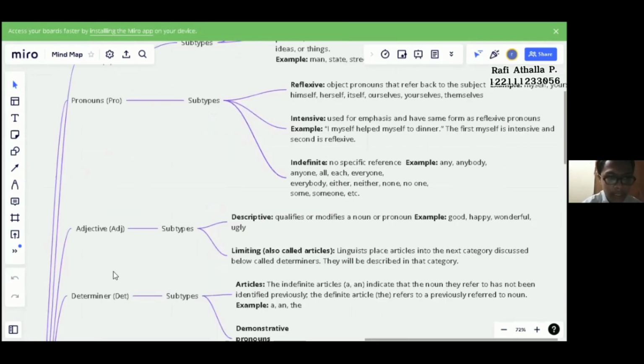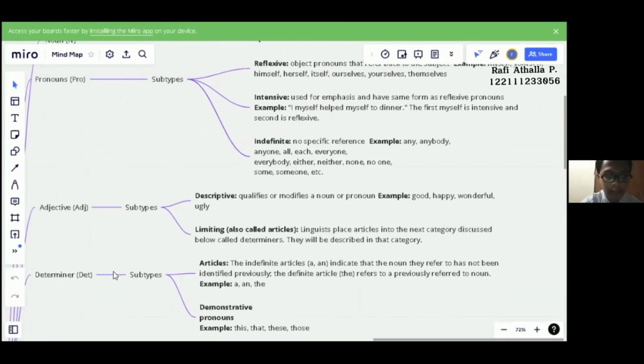And then I'm going to talk about adjectives. What is an adjective?